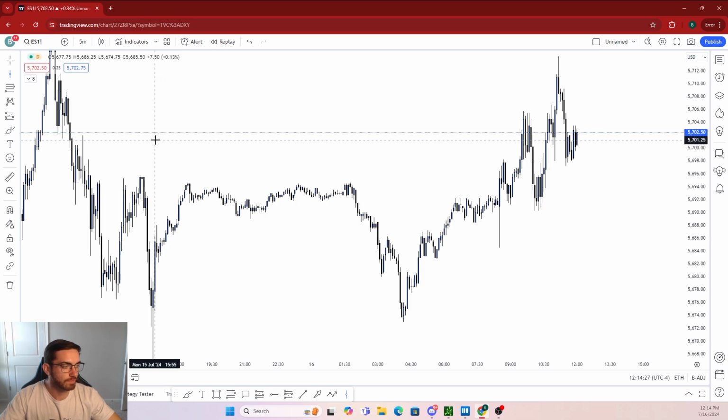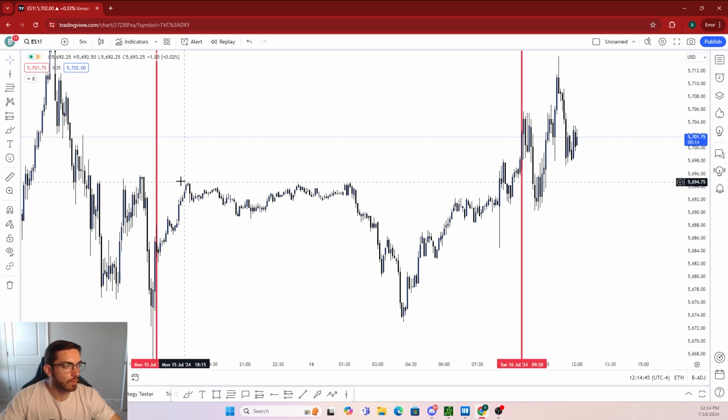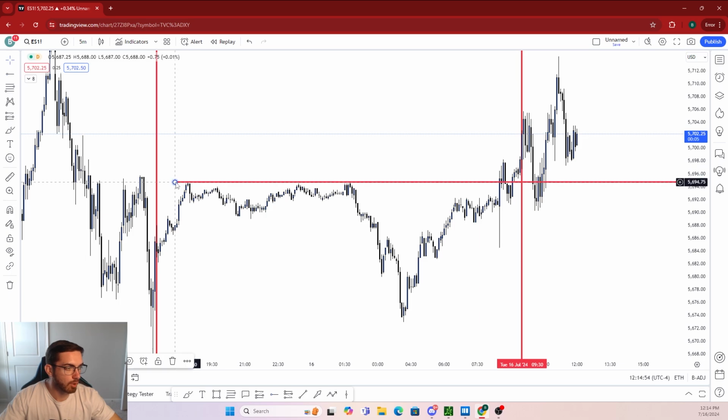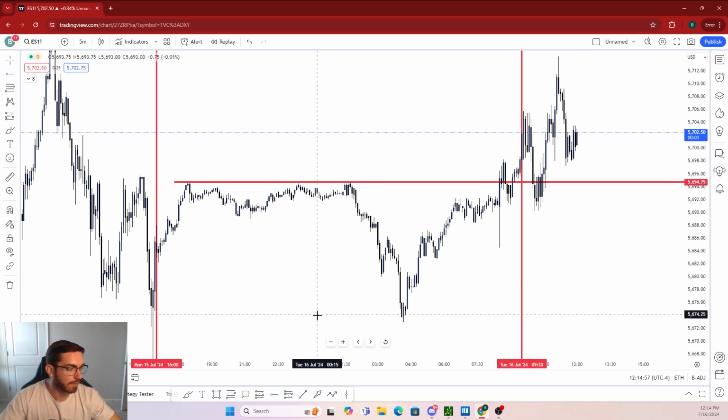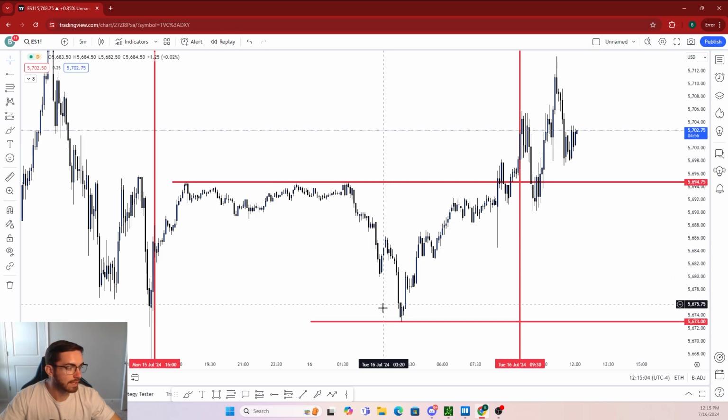So here's the close of yesterday, and then here is the open of today at 9:30 a.m. So anything in between this range, what I want to do is find the highest point of price action and the lowest point of price action. From there, I want to mark that pre-market high and that pre-market low. So if we're looking at the S&P 500 futures, here's our high and here's our low.